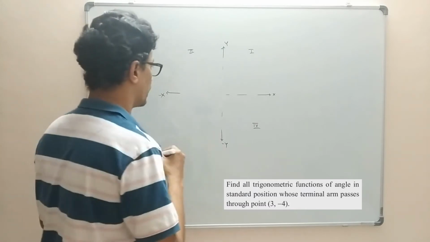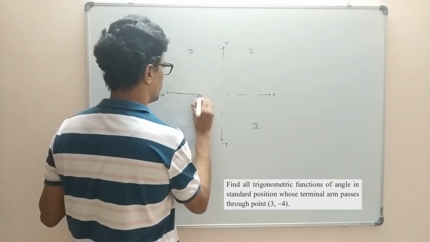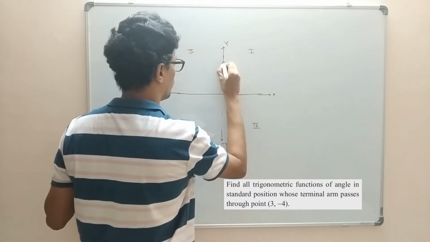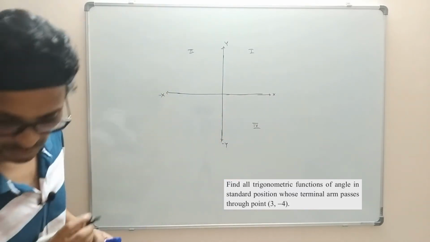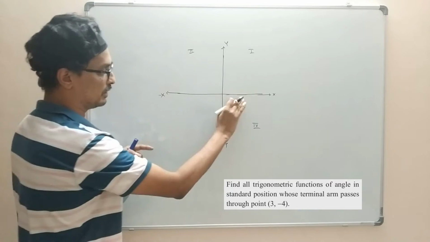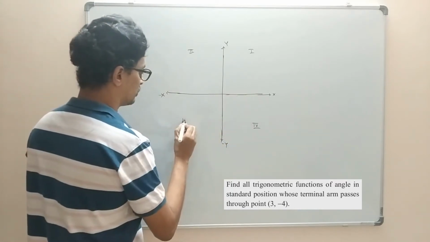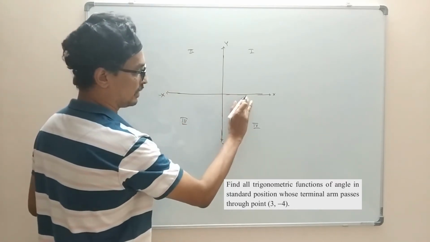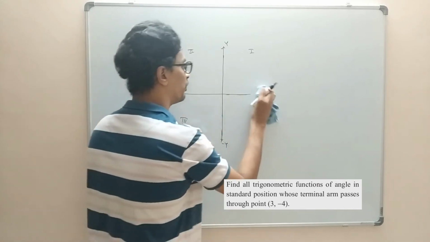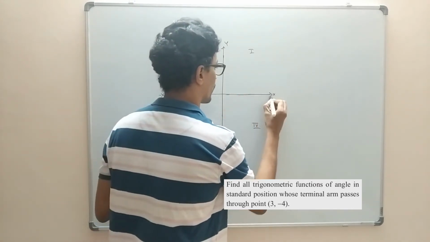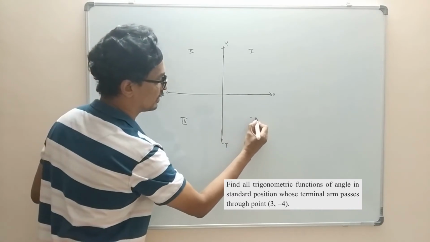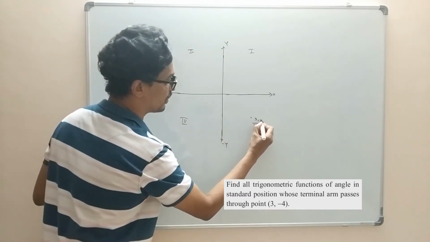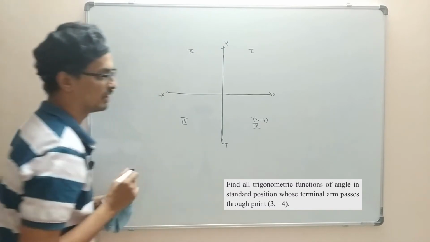So we have the coordinate system. What is the point given? 3 comma minus 4. 3 means here. Okay. This is the fourth quadrant. 3 is here. Positive 3. And minus 4 is negative, right? So somewhere else the point is here. 3 comma minus 4. Okay.